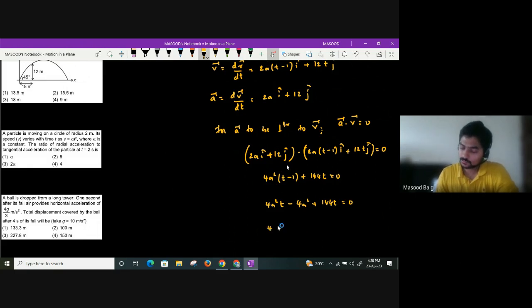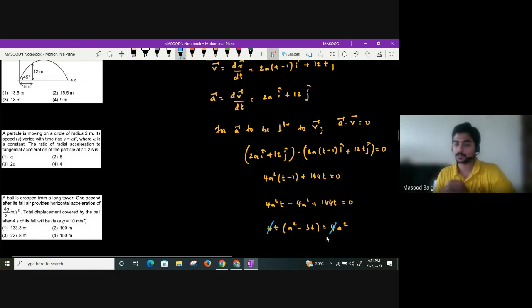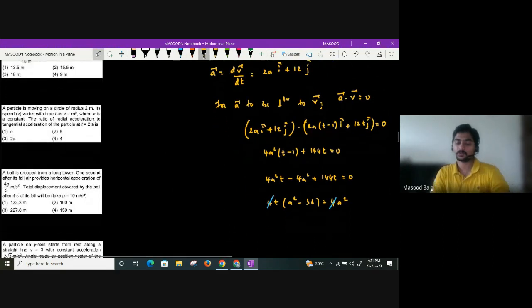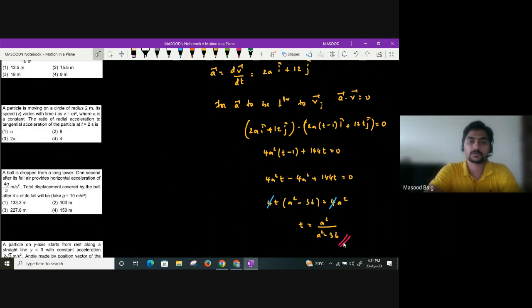So I can take 4t common. I'll get a square minus, how much will this be? 36, I believe. Yes or no? Should be equal to 4a square. So we can cancel out 4 and 4. What is the time that we are going to obtain? We're going to get it as a square divided by a square minus 36. Understood all of you? This will be the time after which velocity will become perpendicular to acceleration, or acceleration will become perpendicular to velocity.